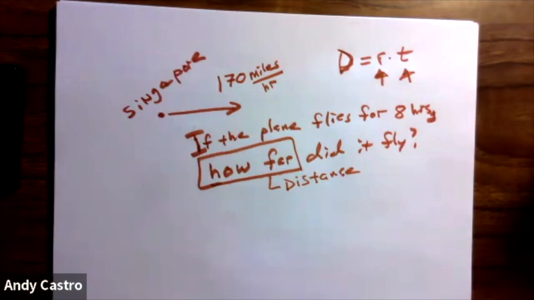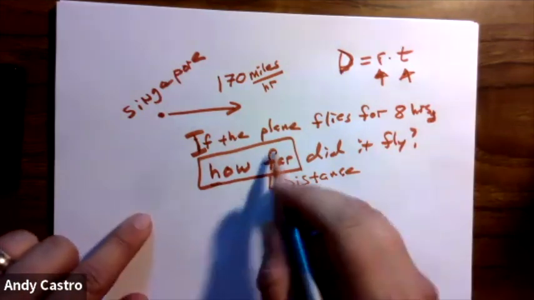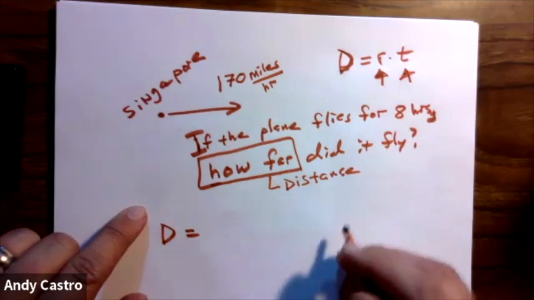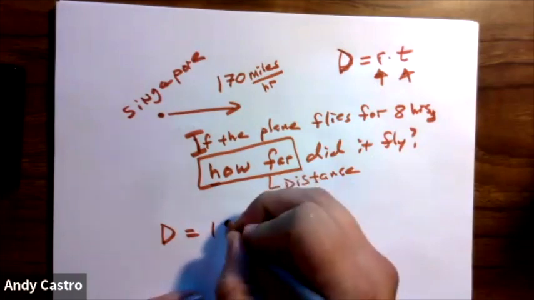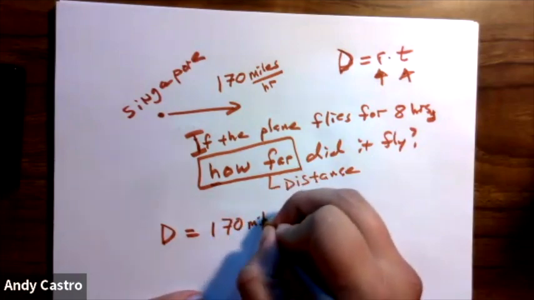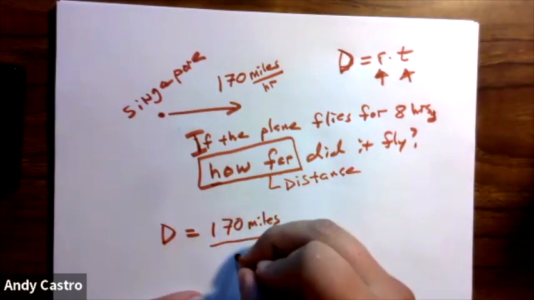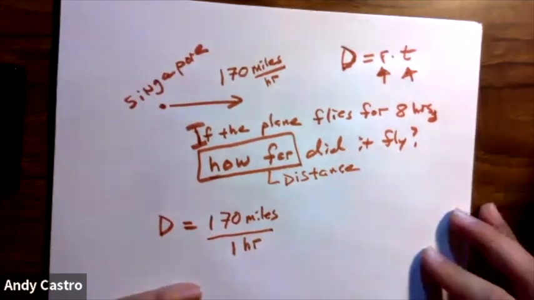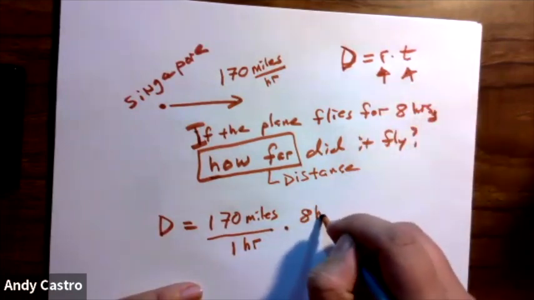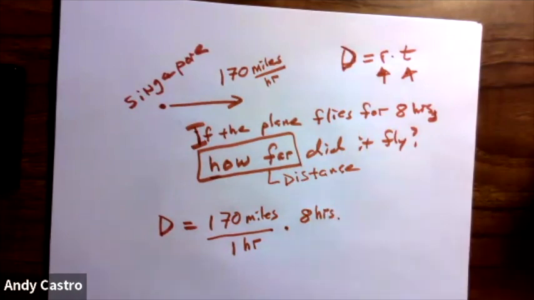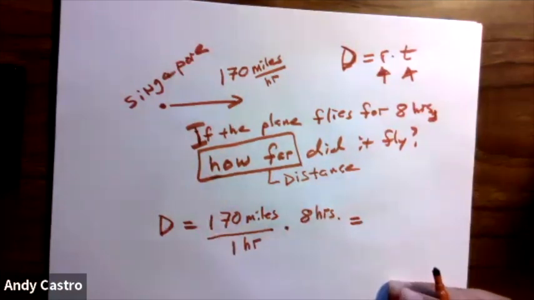So the distance is equal to the rate, which is my speed, 170 miles per 1 hour, times my time, which is 8 hours. All right. So I do 170 times 8. Work that out over here.